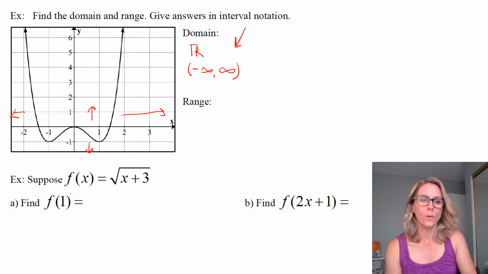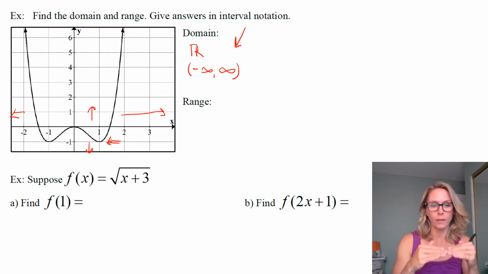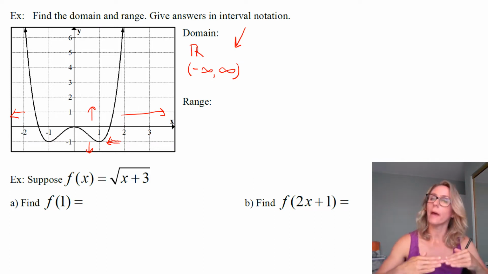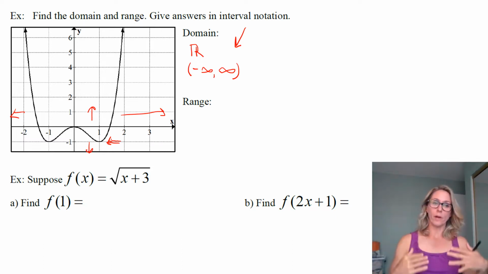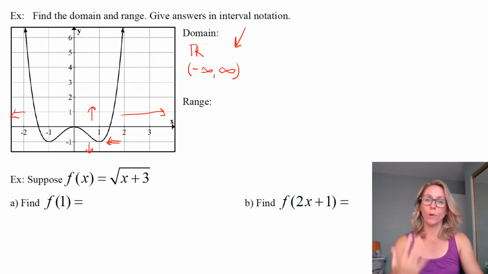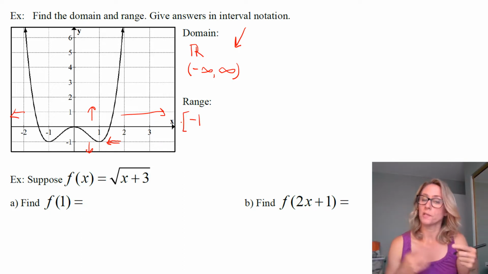However, we notice that there is a place where the y values start, and that is right here. So this -1 that you see, there is a y value for this graph that is -1. And then there's every value up from -1. But there's nothing below, there are no y values below -1. So -1 is where our range starts. So we put -1. I'm going to close it up because -1 is included.